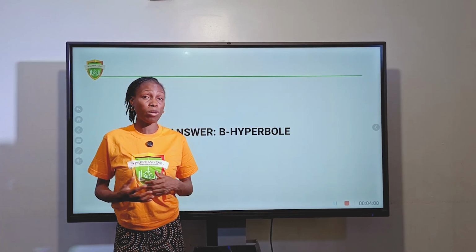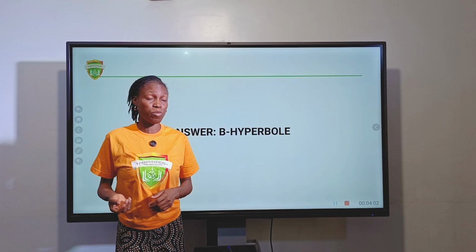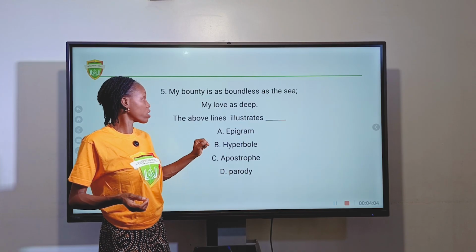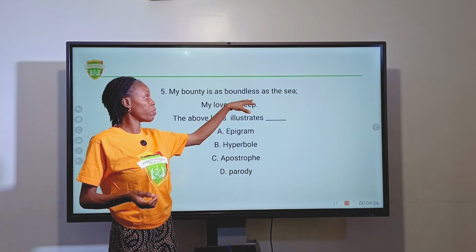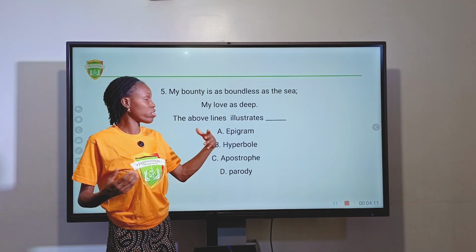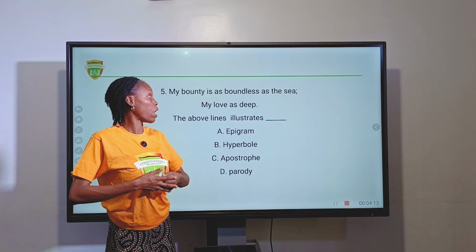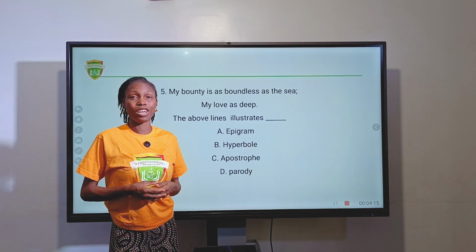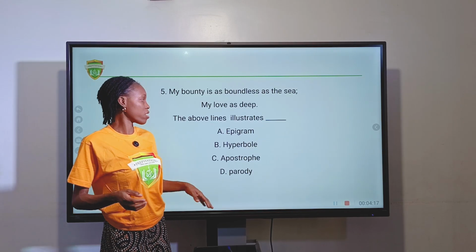Some people will tell you hyperbole is overstatement. Now here we have the words bounty and then boundless as the sea. Okay, so his love is so deep and it's as boundless as the sea. There are no bounds to it in this case.